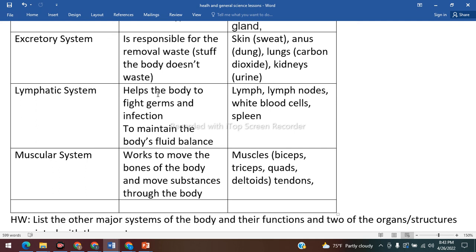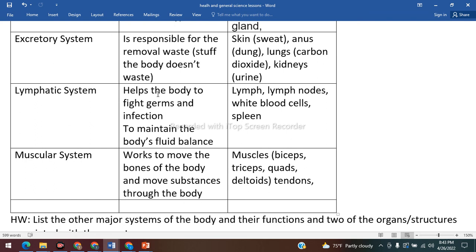Urinary. We did that. Skeletal. We haven't covered the skeletal. The skeletal system would be what? What is its job? Protect. To give the body its shape and definition. Yeah. Protect internal organs.